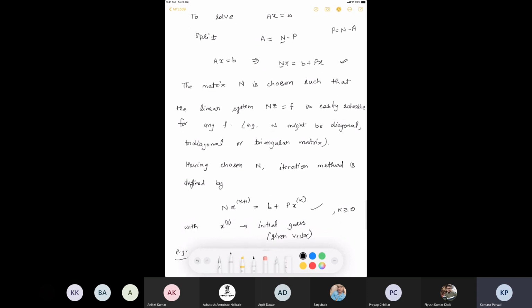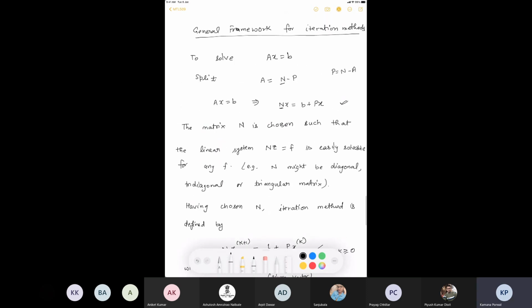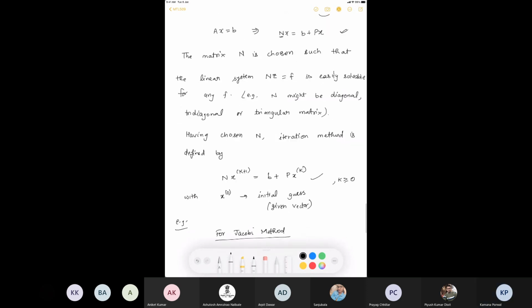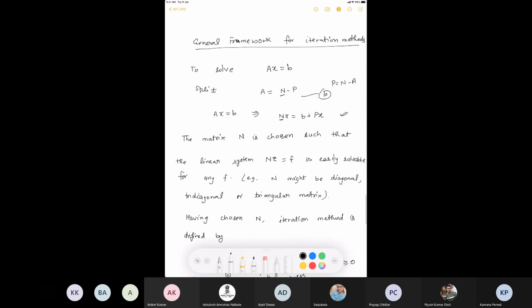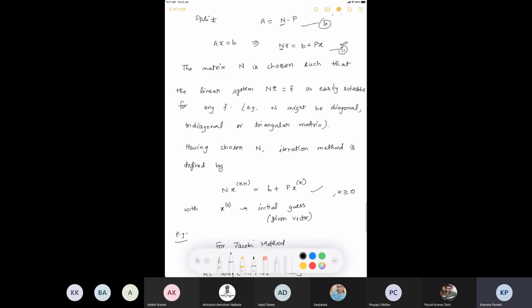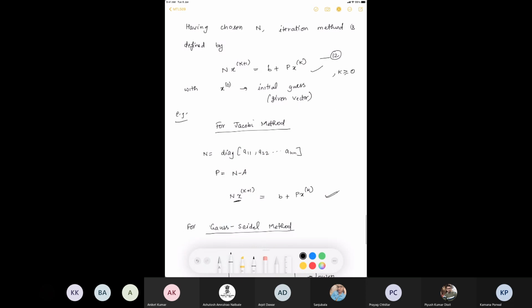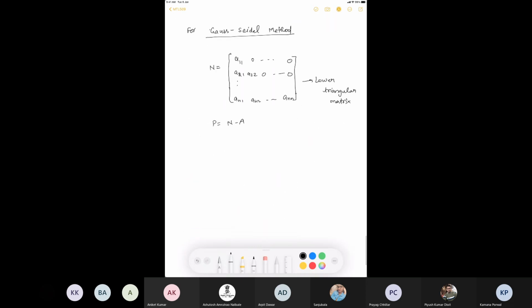So this is, let's call this 10, 11, and 12. So let's try to see how the error behaves for this general setting. If I just subtract equation number 11 and 12, this is the error analysis.